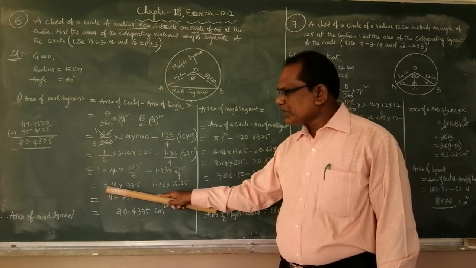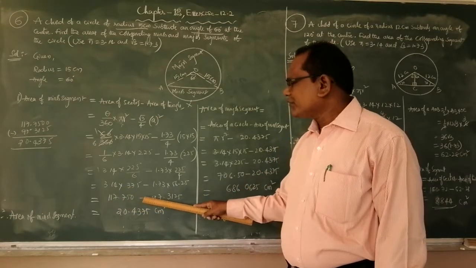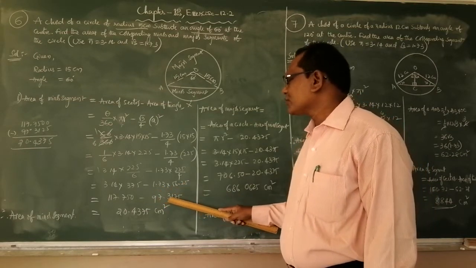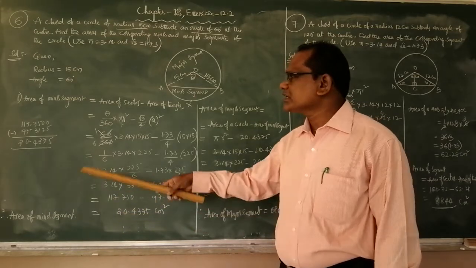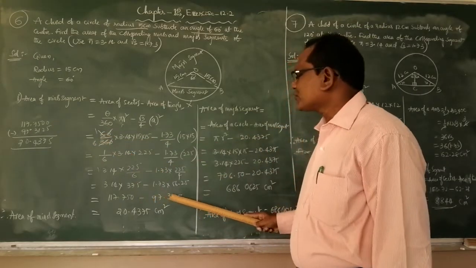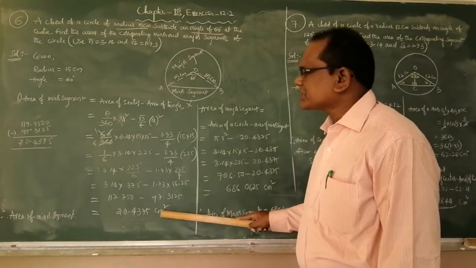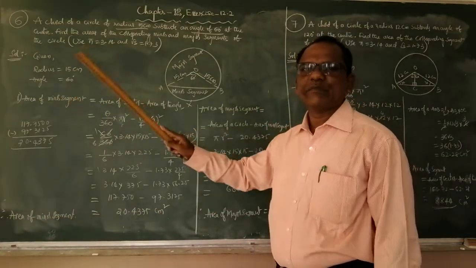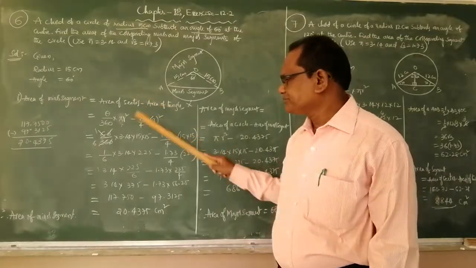The product of 3.14 into 37.5 equals 117.750, minus 1.73 into 56.25, which equals 97.3125. The subtraction of these two gives 117.750 minus 97.3125, which is 20.4375 centimeters square. Therefore, the area of the minor segment is 20.4375. Just keep in mind this formula: area of a sector minus area of triangle. That is the first one.